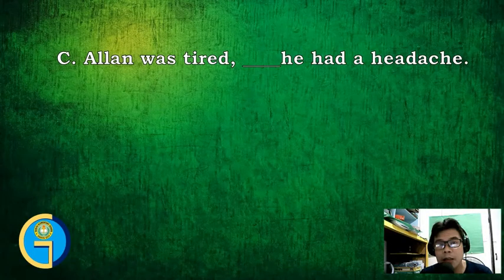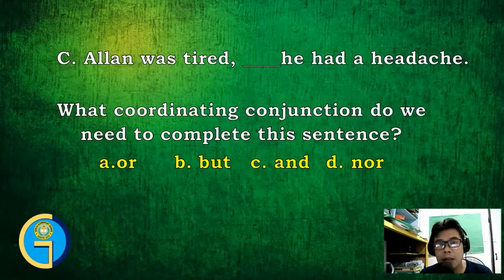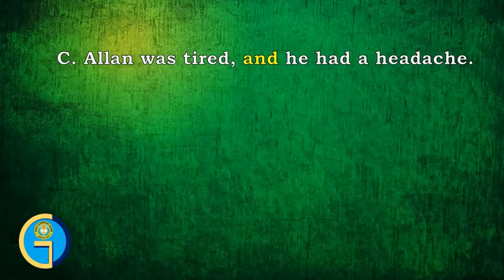Now, let's move on to the next sentence. Alan was tired, blank, he had a headache. What coordinating conjunction do we need to complete this sentence? A, or, B, but, C, and, or D, nor? And the answer is correct again. It's letter C, and. And why did we use and?